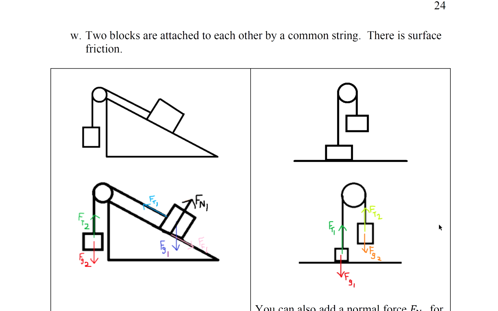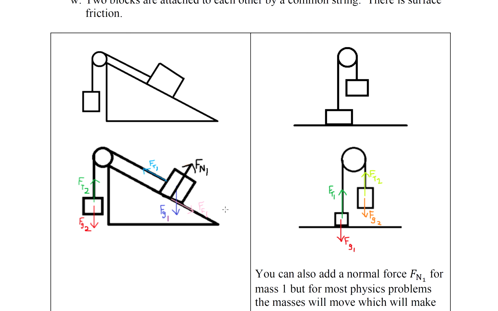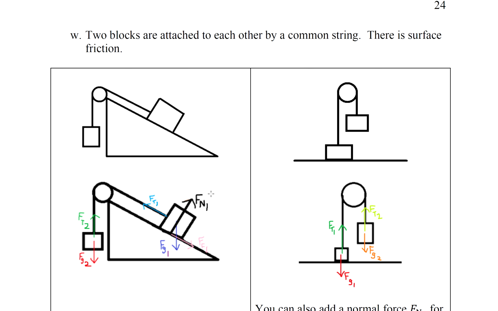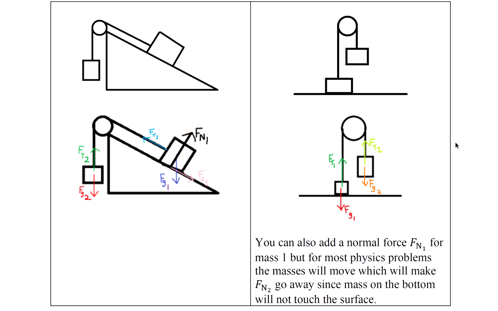Part W, two blocks are attached to each other by a common string. There is surface friction. So circle the objects because we have two objects. And you could see with this image on the left, the object on the incline, we have normal force, force of gravity, force of tension, force of friction. The block hanging is only force of tension, force of gravity. And this image on the right, both objects have a tension force and a gravitational force.